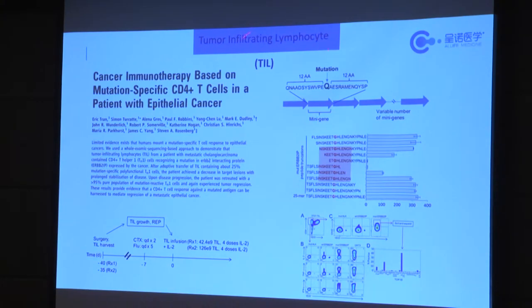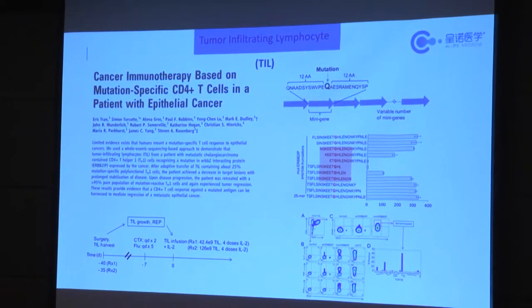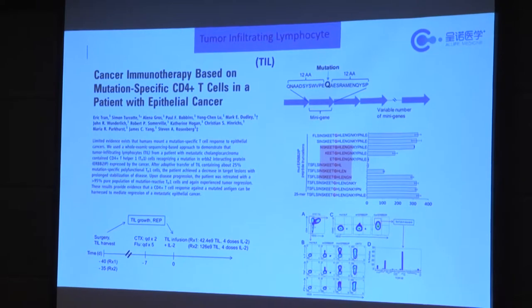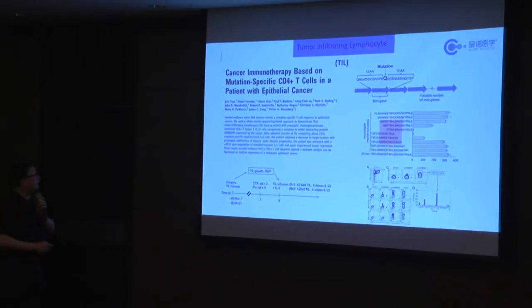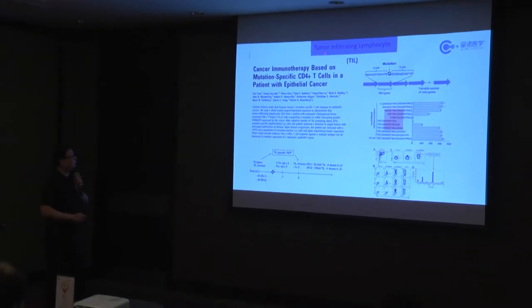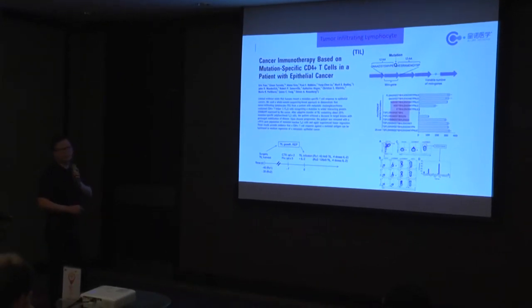There are two cells that need more attention, because in the States and also in the UK, all the big hospitals have a laboratory called the Adaptive Immunotherapy Laboratory, and a big player in this field is Rosenberg. What does TIL mean? TIL is a tumor-infiltrating lymphocyte.